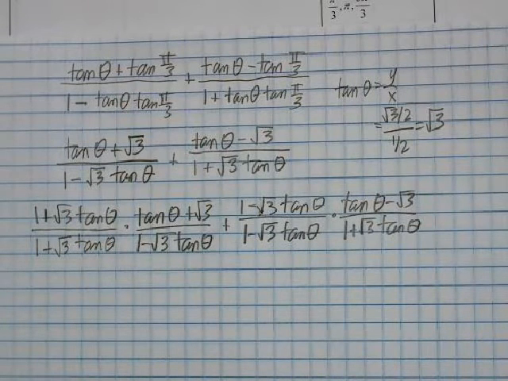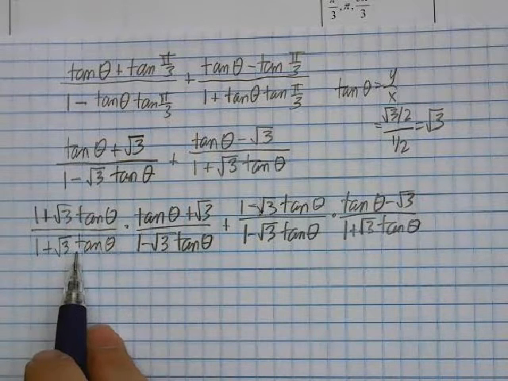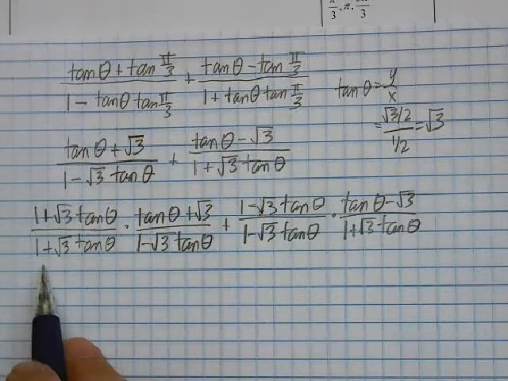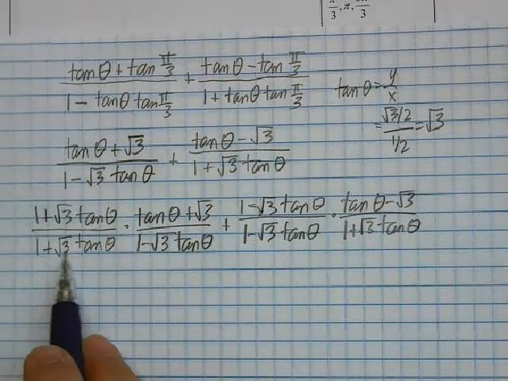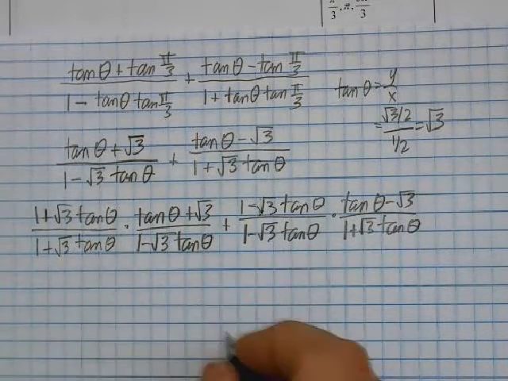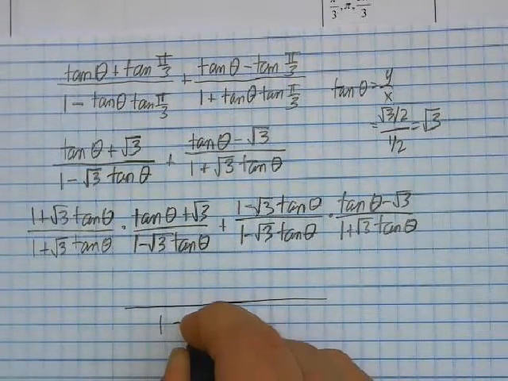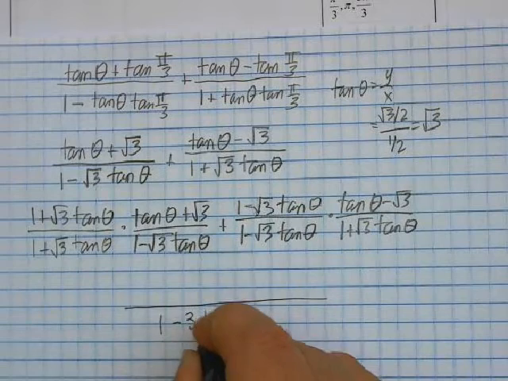Oh my goodness, how ugly. Well, it's actually going to simplify very nicely. So if you take a look at the bottoms, you can go ahead and FOIL that out. But since it's in the form a plus b and a minus b, I know my denominator is going to be 1 minus 3 tangent squared theta.